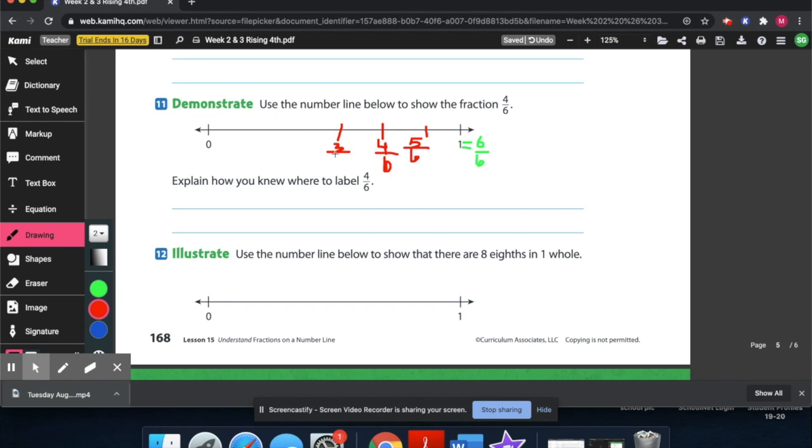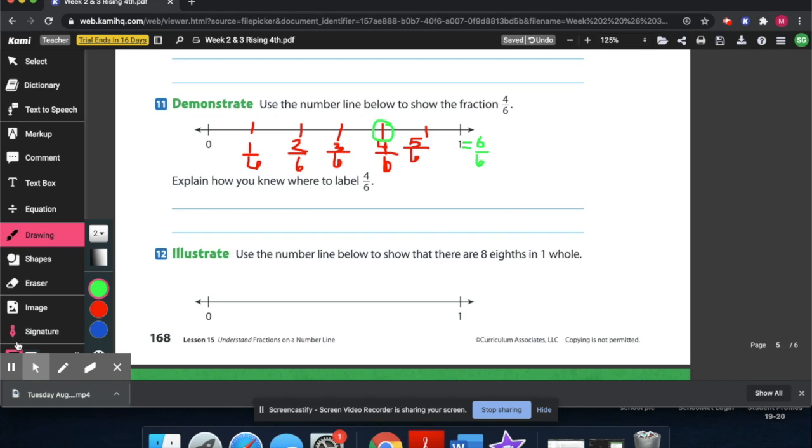And my number line is not perfect, and I don't expect yours to look perfect either. I know it's kind of hard to do this on a computer to make them all equal parts, and I mean, you just got to do what you got to do on here. Now I can look at 4/6, and that's where it's going to be.